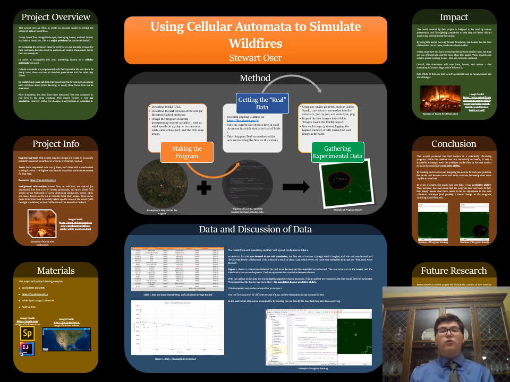I compared this data that I gathered, the max number of cells burned for each of 5 trials for each of 18 different maps run. I compared that data to the real forest fires that ran on the maps that I took on November 10th. There was a real forest fire on each map on November 10th. You can see that in the data table, in the data and discussion of data. I compared these two and generated the graph.